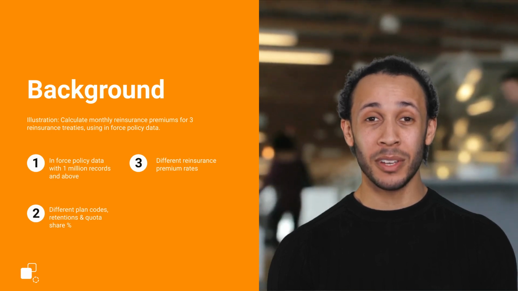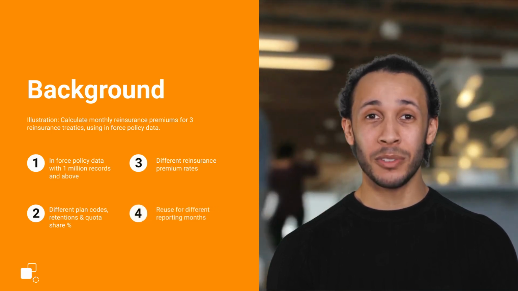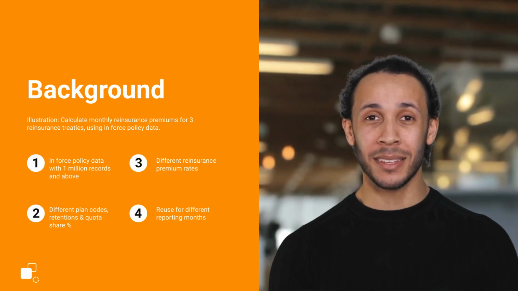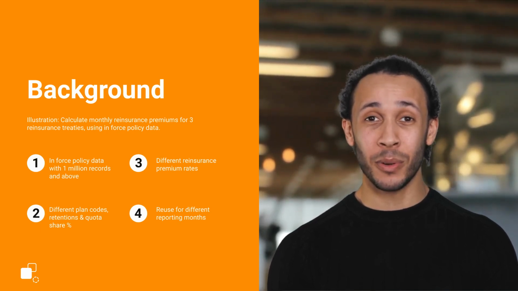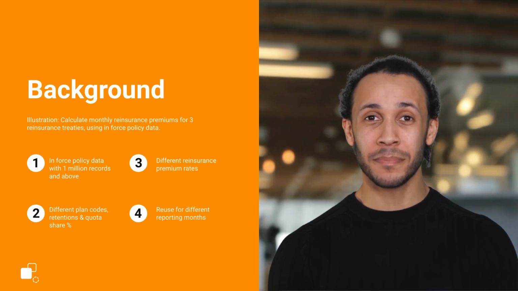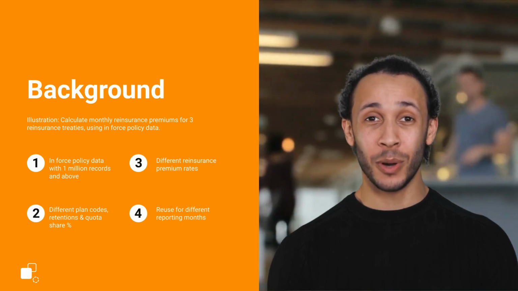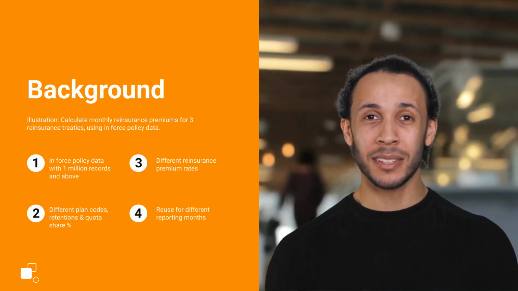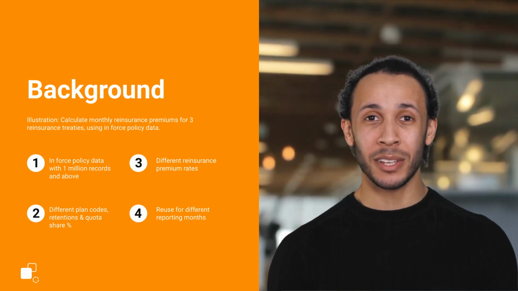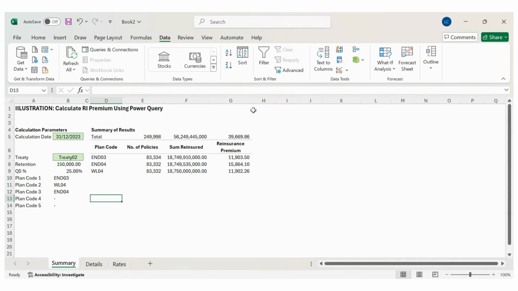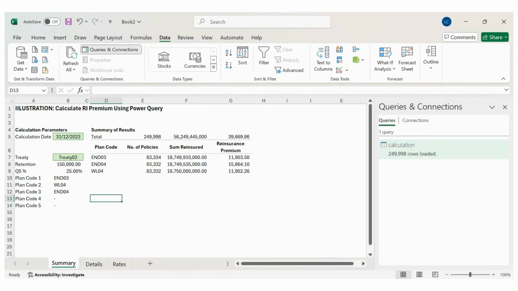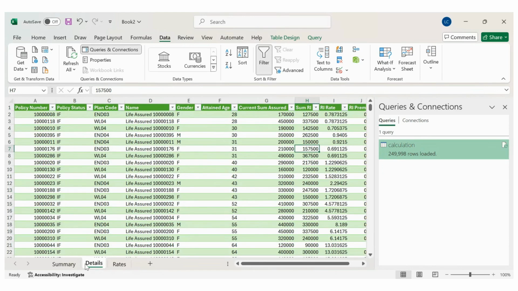With the template used in this illustration, you're not just limited to a single reporting period. It can be reused for different reporting months simply by changing the reporting date. This flexibility allows you to apply the same query setup across multiple periods, ensuring consistency and efficiency in your reinsurance calculations. To explore the query setup in this template, start by opening the Queries and Connections pane under the Data tab. There's a query named Calculation that's already set up in this template.